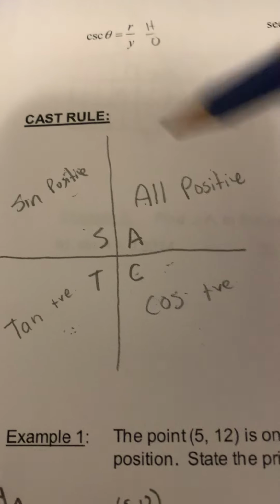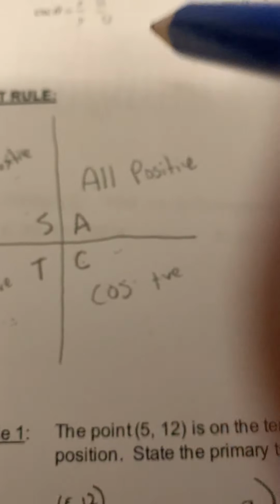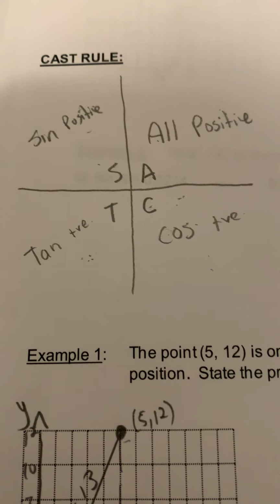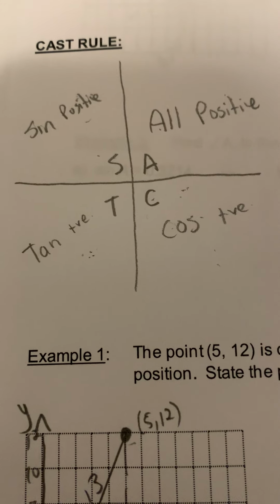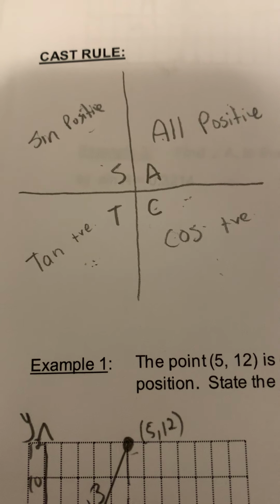Okay, so now we have something called the CAST rule. So the one question for homework in 5.3 was to help you create what's called the CAST rule. So you're supposed to do the little chart of positives and negatives.